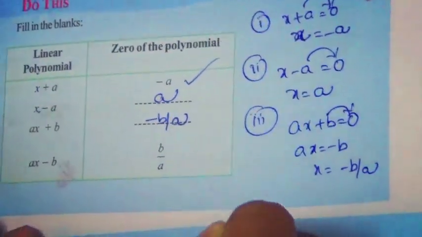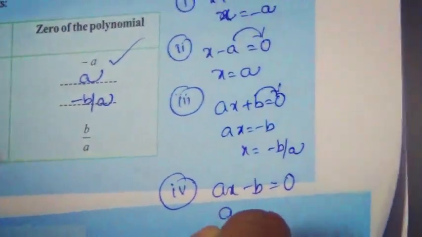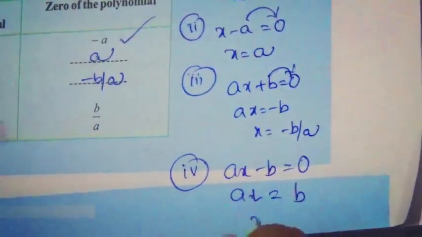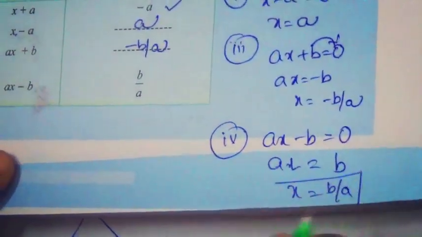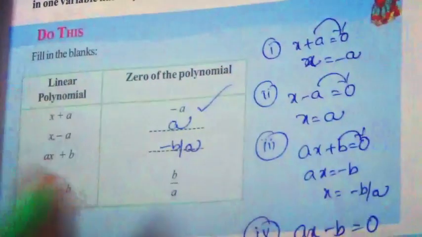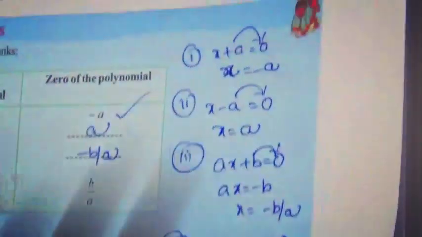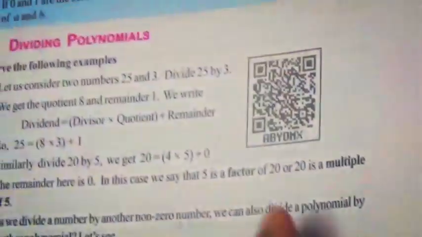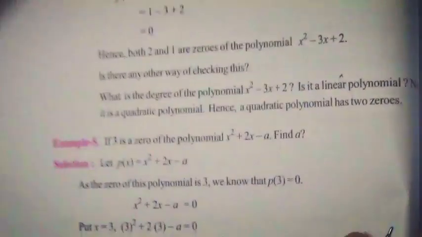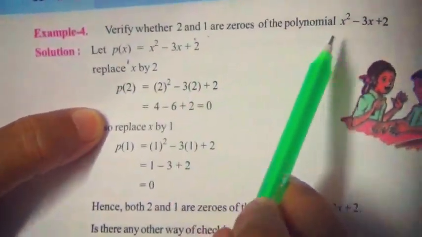Okay, so fourth one, ax minus b is equal to 0. Ax is equal to plus b. X is equal to b by a. That's it. Okay. So just like that, you have to do this in the textbook itself, not in notes. In the textbook itself, you just finish off this table. Okay. After that, example 4 we have: verify whether 2 and 1 are the zeros of the polynomial or not.